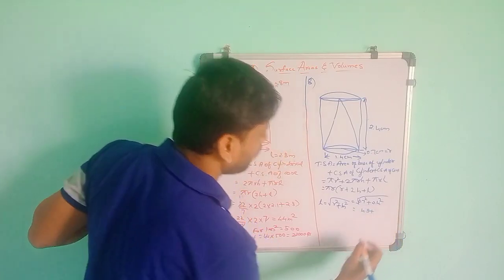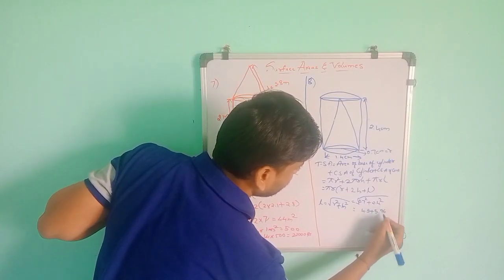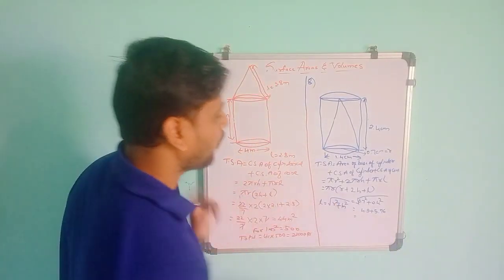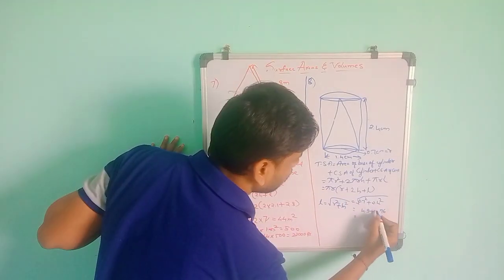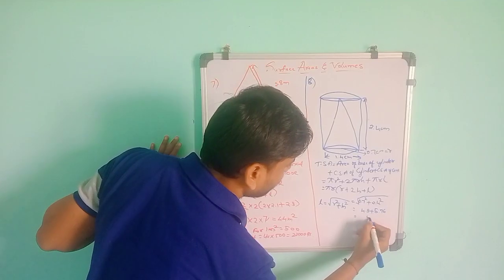2.4 into 2.4 will be 5.76. Let me check that multiplication again. 2.4 into 2.4 gives 5.76.